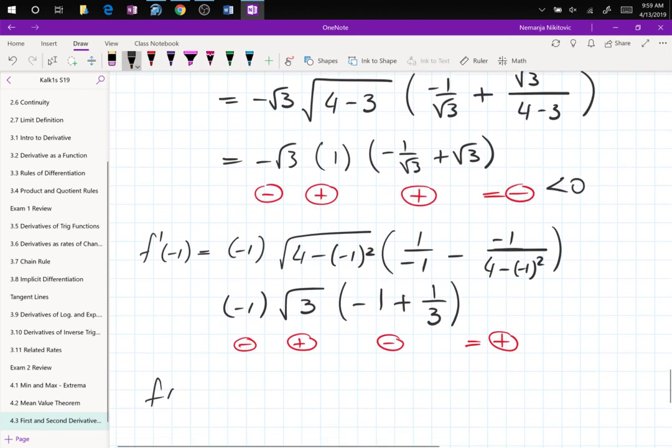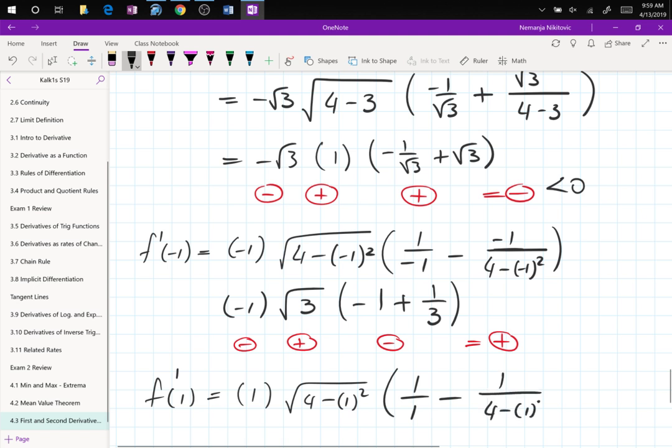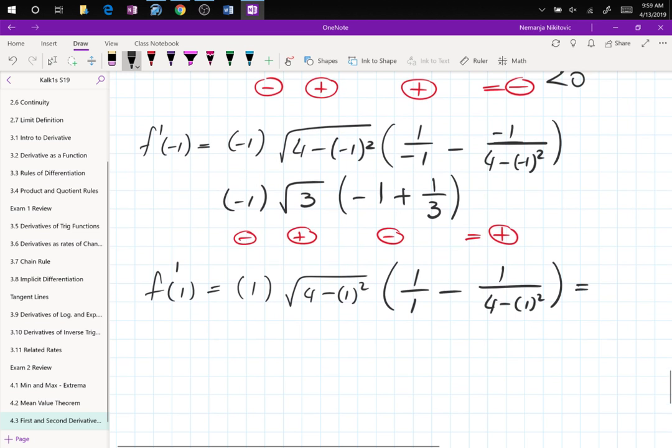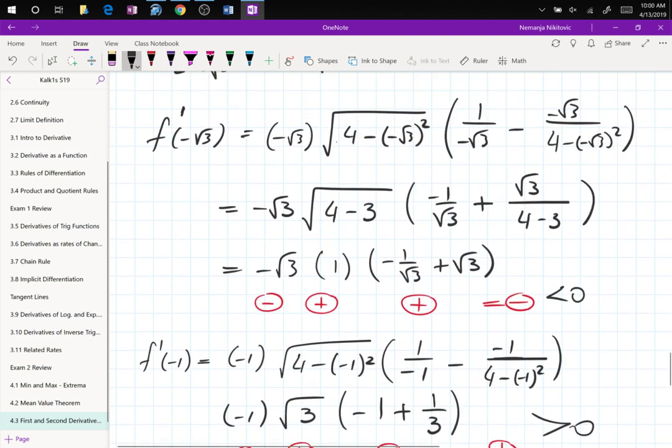And now we get to do f prime of 1, which is 1 times square root of 4 minus 1 squared, 1 over 1 minus 1 over 4 minus 1 squared. Compute as much as possible. You don't even have to worry about 1. This is going to be root 3 times 1 minus 1/3. Do we see that all of this is positive? So when you multiply two positive numbers, you get another positive. That's larger than 0. So we have a green arrow up.